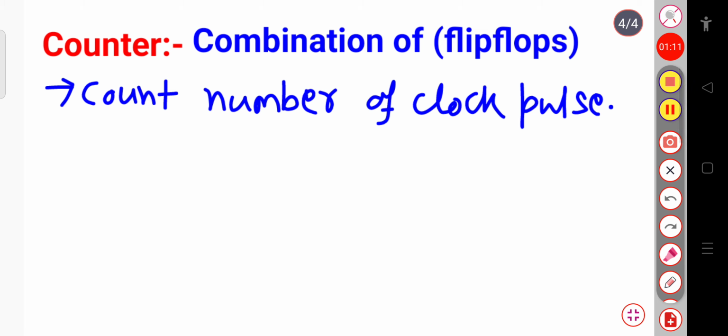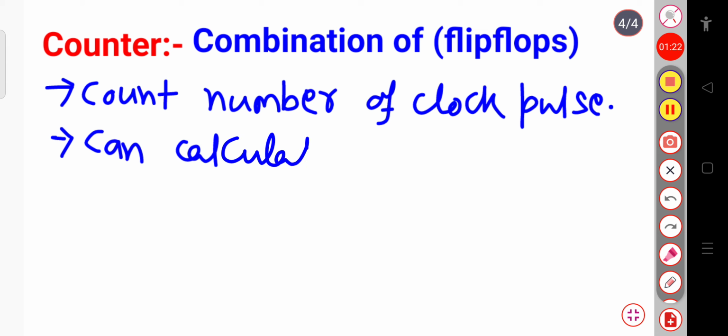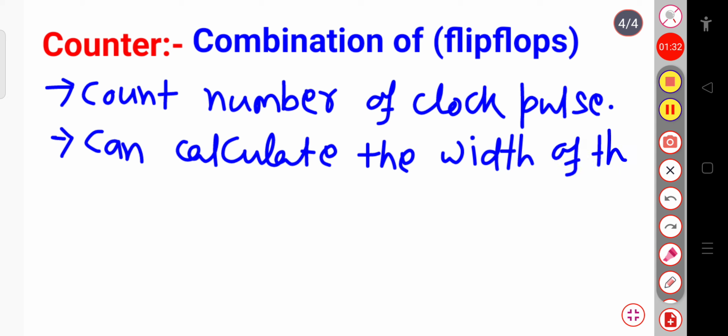And it can calculate the width of the clock pulse. The width of the clock pulse. Just try to write with me.